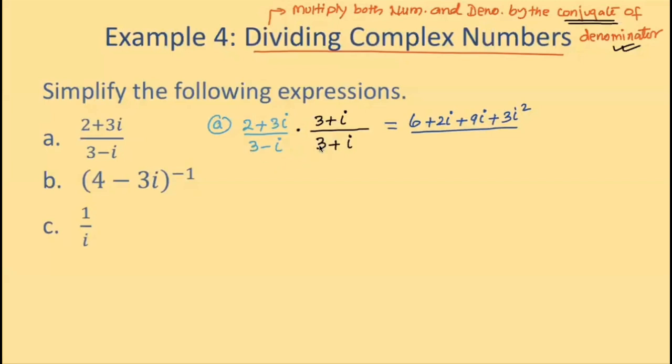3 times 3, that's a 9. And then 3 times positive i, that's positive 3i. Then let's multiply by this negative i times 3, negative 3i. And then negative i times positive i, that is negative i squared.